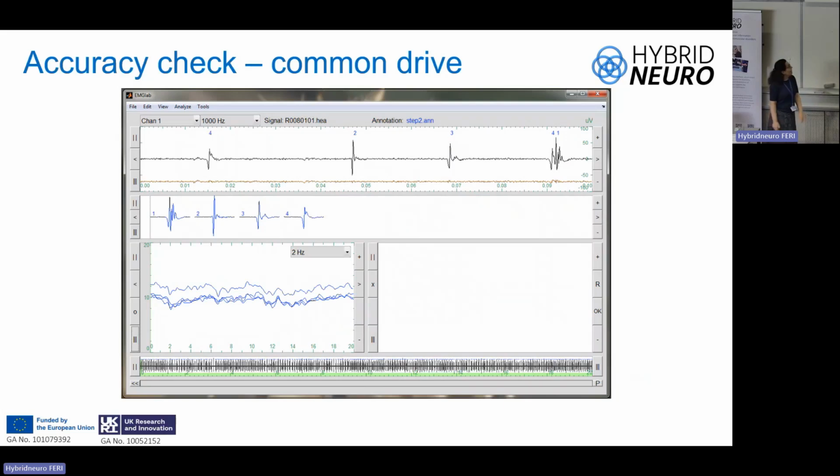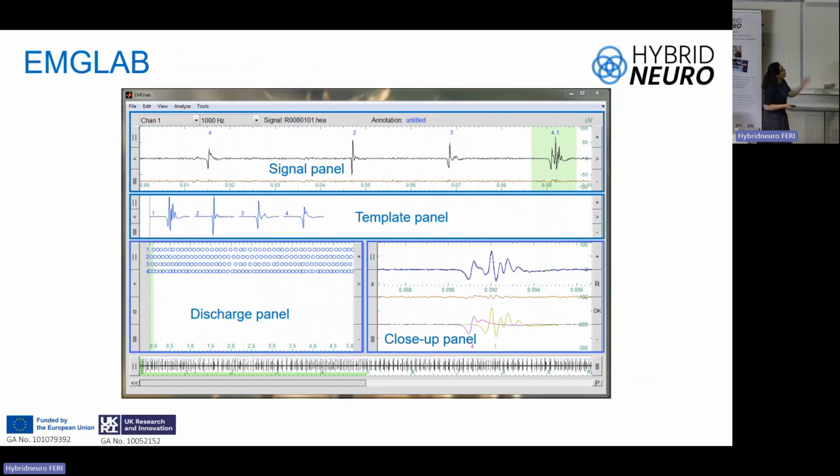Now, I did this process manually, but of course there is software that helps you in the decomposition process. For instance, EMG Lab is based on template matching. So the method is semi-automatic. You get some decomposition automatically, and then you need to edit. The process is a bit different from surface EMG, but the aim is the same.